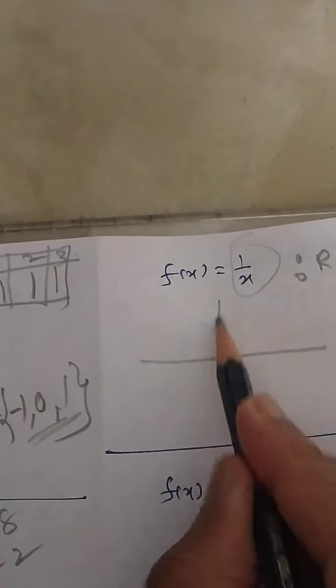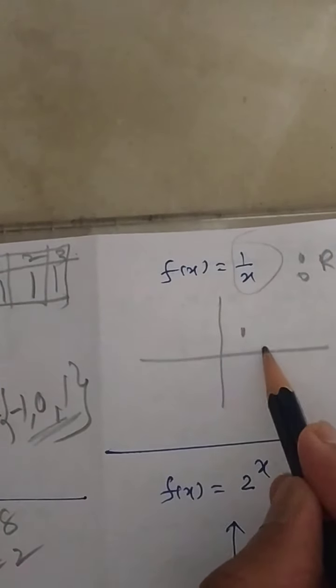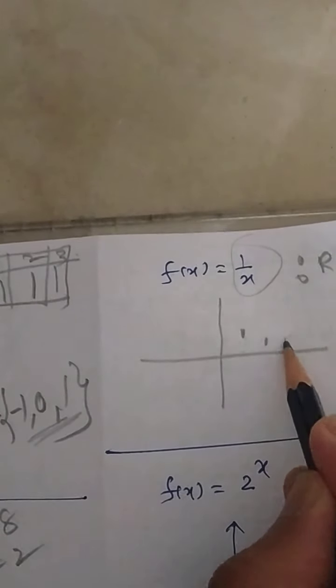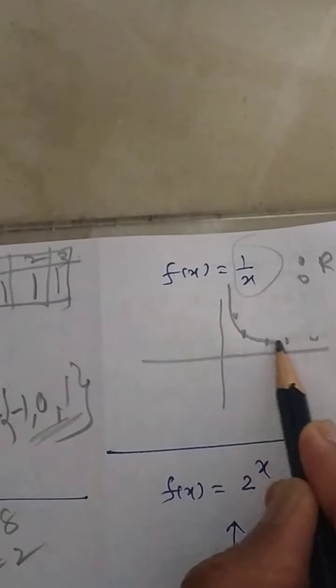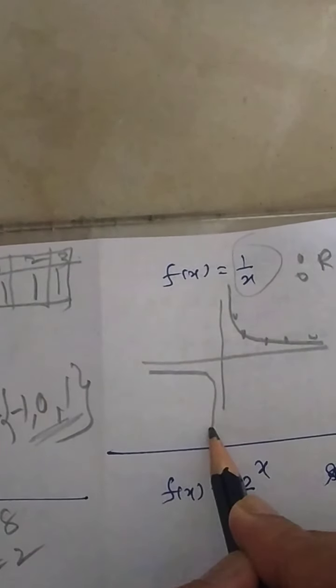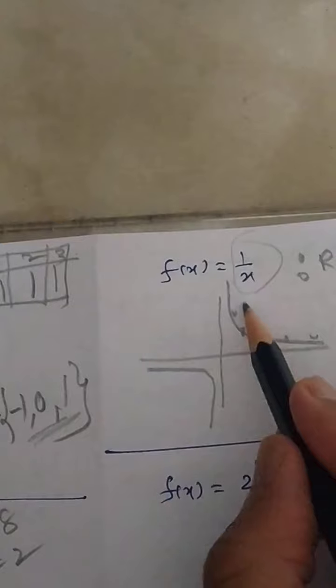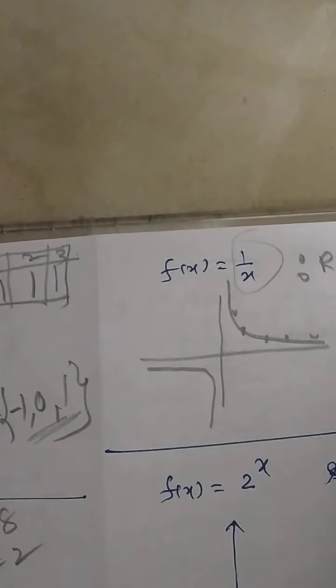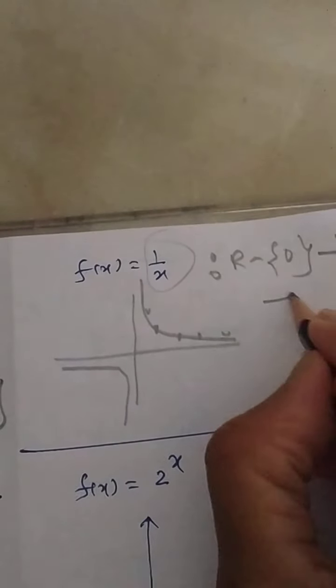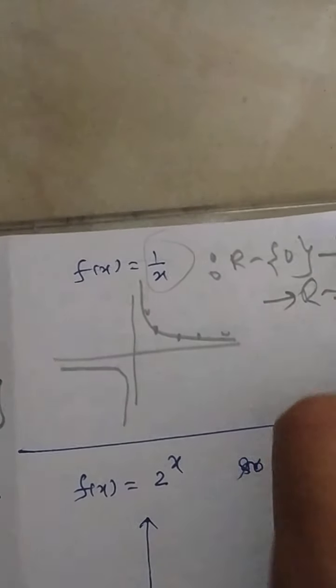If you plot the graph, for 1 the answer is 1. For 2 the answer is half. Something like this. For 1 by 2 the answer is 2. So you will get the graph this way over here. The graph is not defined for 0, similarly on the x-axis as well as on the y-axis. So the range will also be nothing but R minus 0.